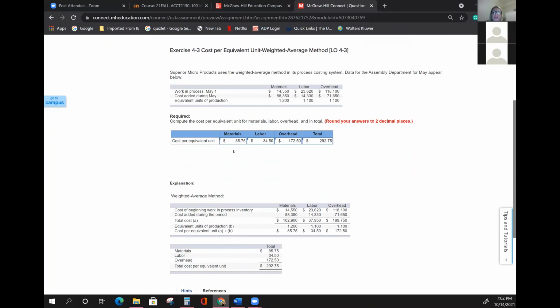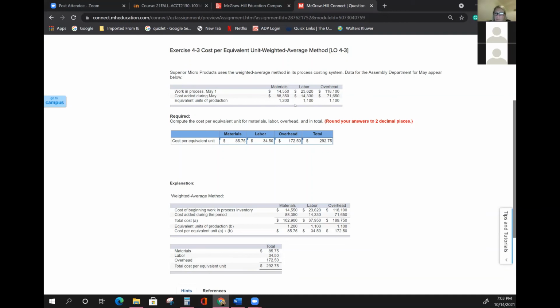So when you're calculating out, we need to calculate what is my total cost of the material, what's the total cost of labor, what's the total cost of overhead. So all I'm doing is taking my costs that I started with and then what costs got added during the month. I add those together to come up with my total. And they're already giving me my equivalent units. I don't have to calculate that out. So I know my total costs and I know my total units in production. So they want to know what is it per unit.